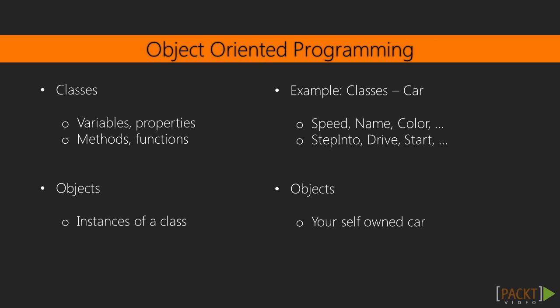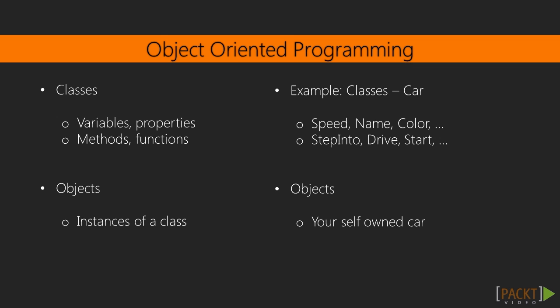In object-oriented programming, there are classes and objects. A class is defined of how an object can look like. Classes have properties and methods. For example, a car has properties like speed, name, and color, and the methods: step into a car, drive to move a car, start to start the engine of a car.